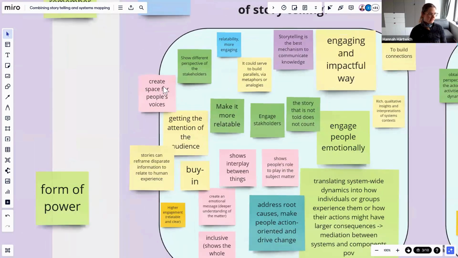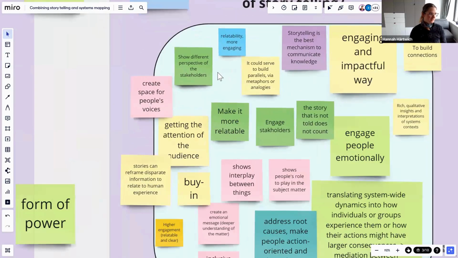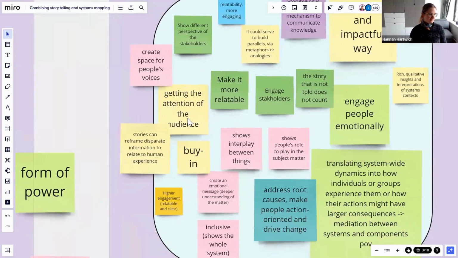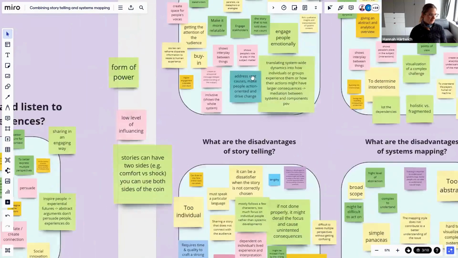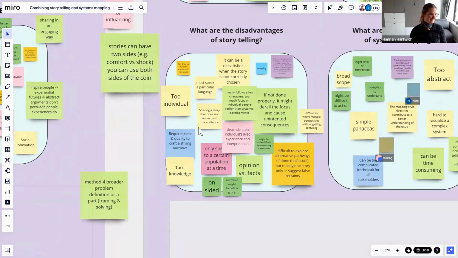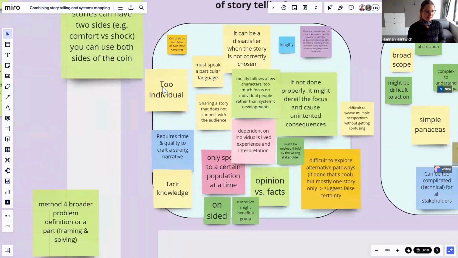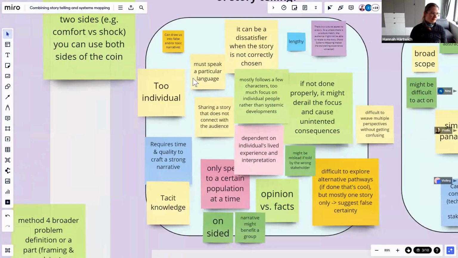And we're creating space for people's voices. We can show different perspectives. It can help us to get the attention of the audience when you tell stories. But if we look at the disadvantages of the stories, they can sometimes be too individual. We have to speak a particular language. They can be a bit lengthy sometimes.